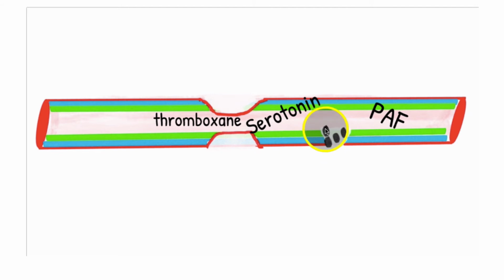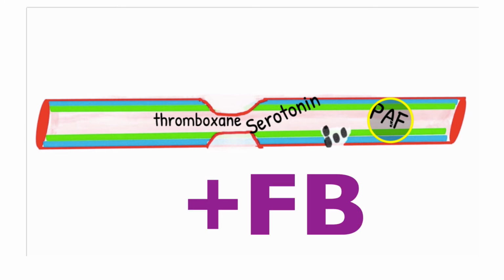During this time, the platelets are going to secrete platelet activating factor, which is going to attract more platelets to the area. When more platelets get to the area, they're going to secrete more platelet activating factor, which will attract more platelets to the area. This is a classic positive feedback loop.